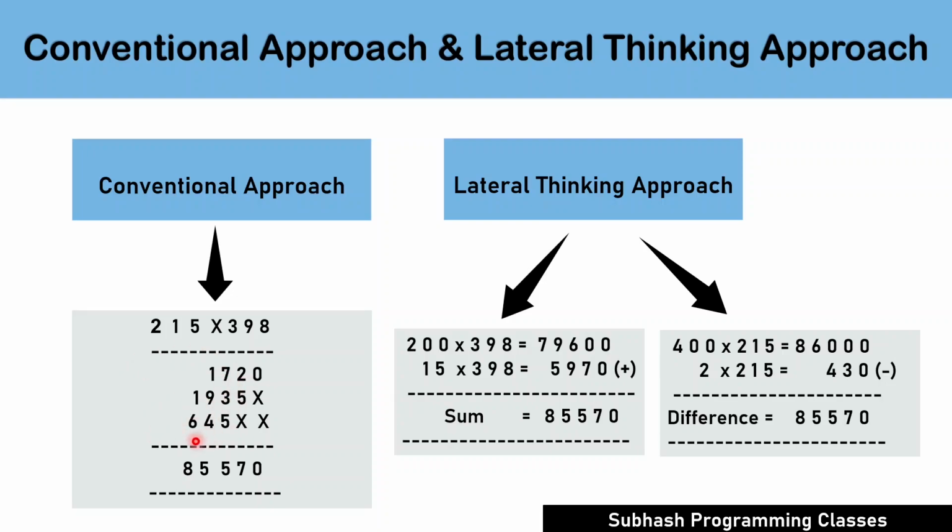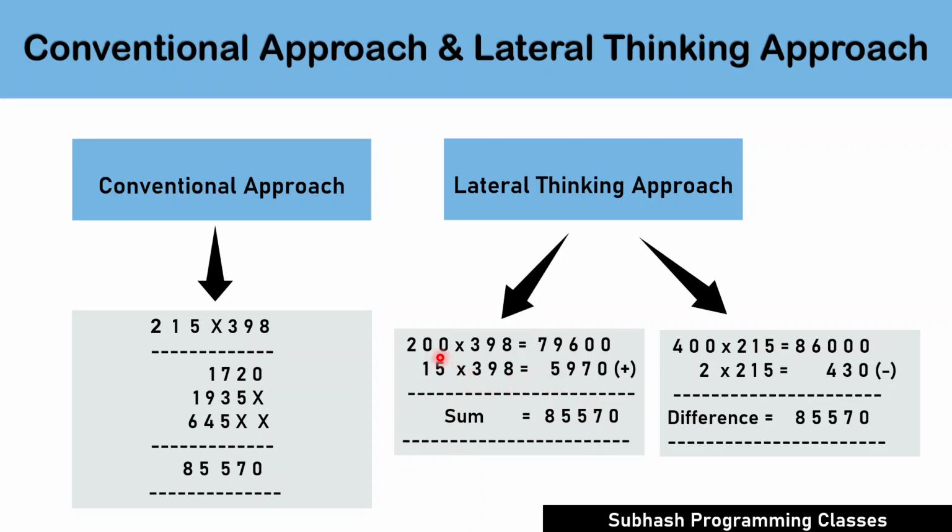The conventional approach would be to multiply 398 by 5 first, then multiply 398 by 1, and at the last multiply 398 by 2 and then add all of them in a squared arrangement. This approach definitely requires you to scribble on a sheet of paper and it takes time. Whereas you can solve the same problem using unconventional approach in the following manner.